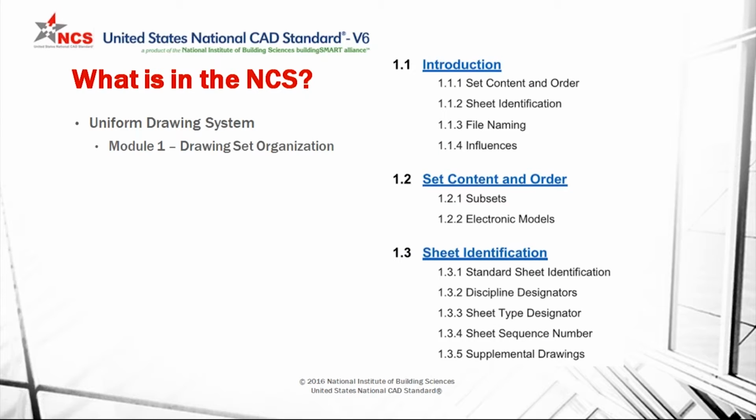The Construction Specification Institute contributed the uniform drawing system with all of its many parts to the NCS. These parts, or modules, make up much of the remainder of the National CAD Standard. Module 1, Drawing Set Organization, explains all the things necessary to organize your plan set. It goes through sheet content and order, file naming, and sheet identification requirements. This module guides you through all the steps necessary to name your model, sheets, and schedules using established discipline designators and modifiers. Anyone then reading your plan set will be able to easily navigate through the sheets to find what they're looking for.